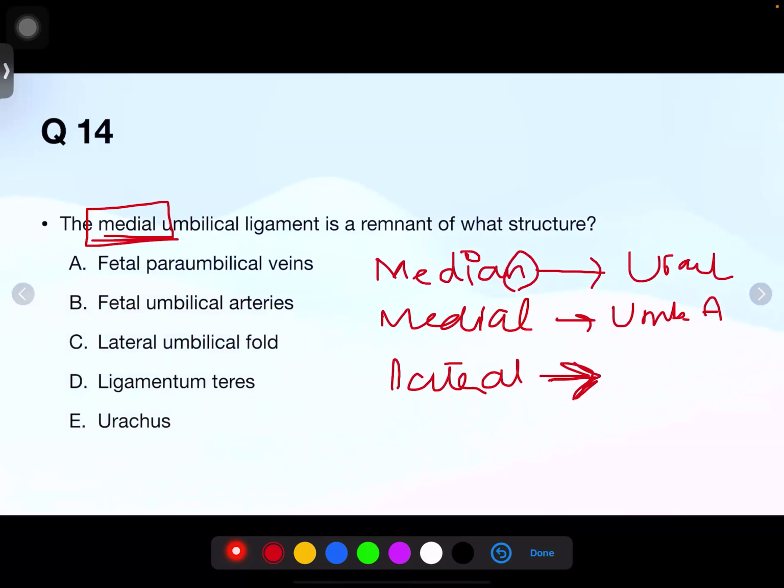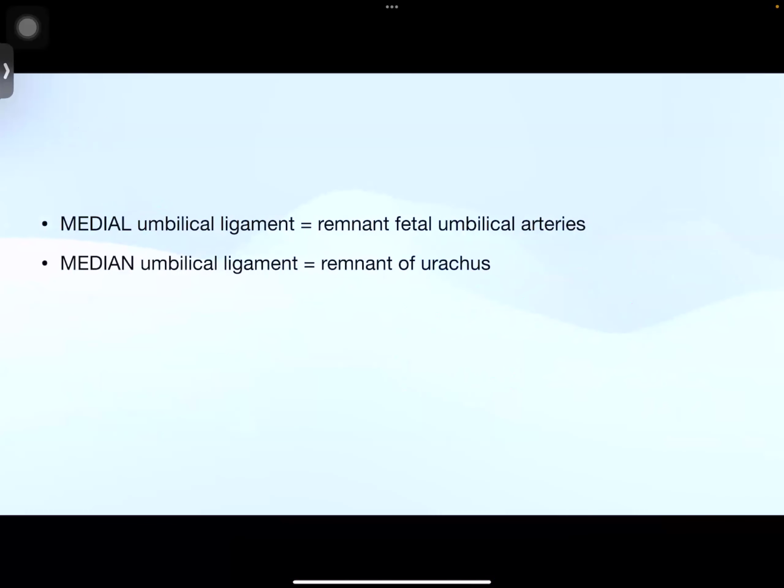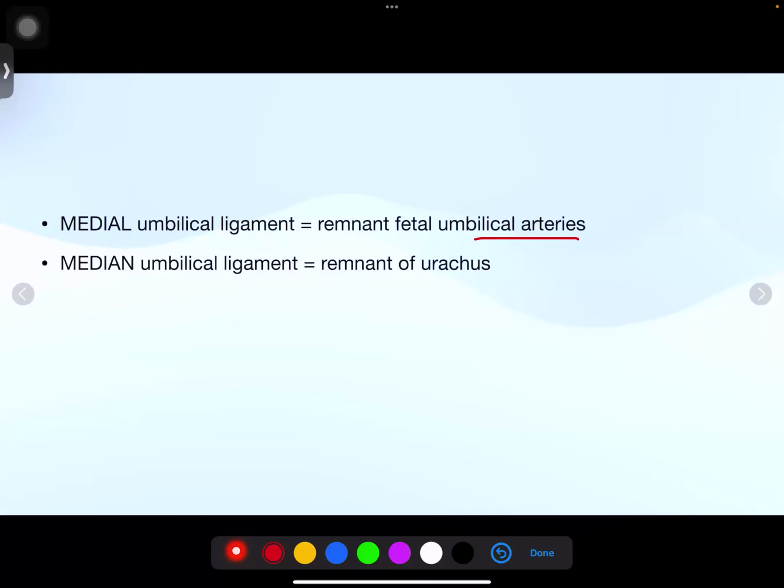Lateral. Anybody can tell? No? Inferior epigastric, ma'am. Inferior epigastric, yes. Inferior epigastric artery. So the medial fold would be the remnant of the umbilical arteries, and the median would be the urachus.